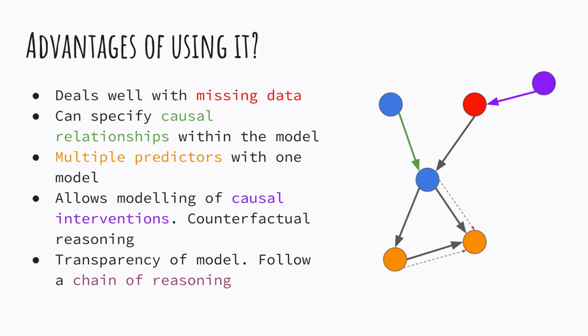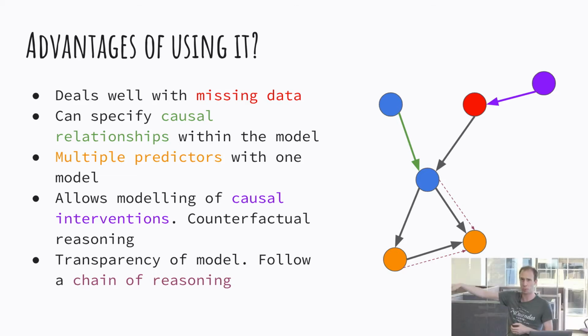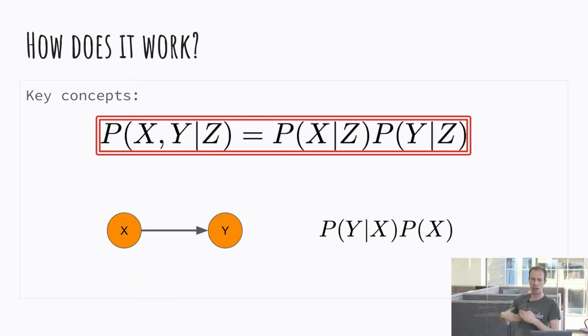So say we know that there's definitely a relationship between these two things, we can impose these relationships in. We can also look at multiple predictors. We can just construct one single network, and we can have a look at these two orange predictors. We can also understand something about causal intervention as well. So if we switch on and off this intervention up here in purple, we can understand how this probability flows through the network as well.